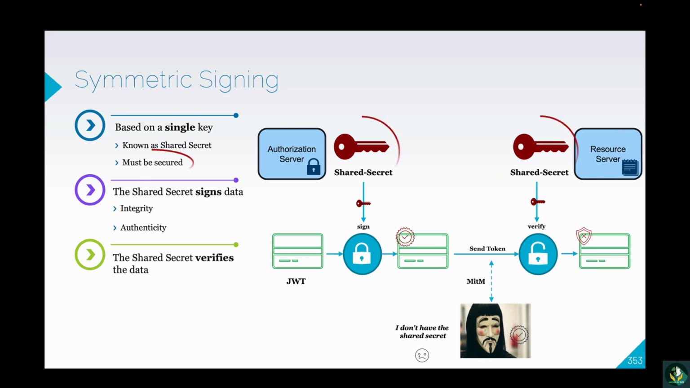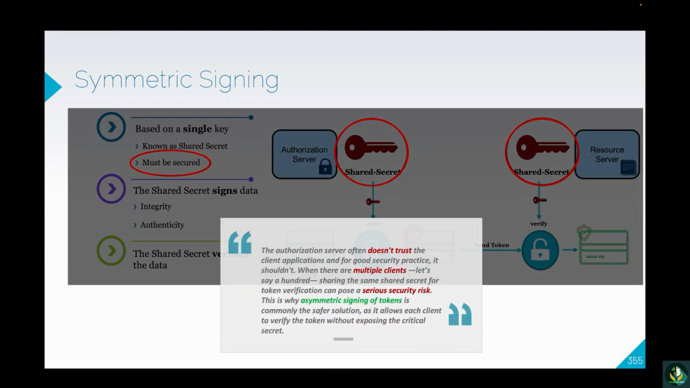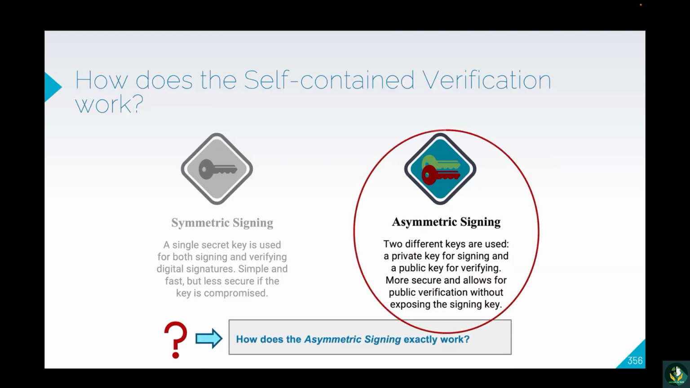We mentioned earlier that the shared secret must be kept secure, but here we encounter a significant problem. The authorization server often doesn't trust the client applications, and for good security practice it should not. When there are multiple clients, let's say 100, sharing the same shared secret for token verification can pose a serious security risk. This is why asymmetric signing of tokens is commonly the safer solution, as it allows each client to verify the token without exposing the critical secret. But how does asymmetric signing work exactly?